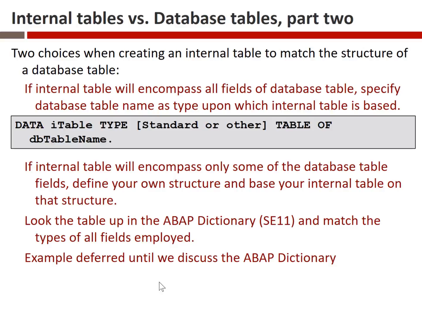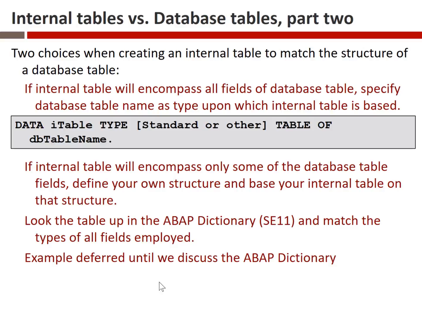But if my database table has 250 fields, and my program uses 4 of those fields, don't say, give me an internal table to match the database table. What I'm going to want to do is define my own structure that matches up with those 4 fields, and then create my own internal table that matches up with that. So how do I know? A moment ago, I showed you how to look at the contents of a database table. What was the transaction code for that?